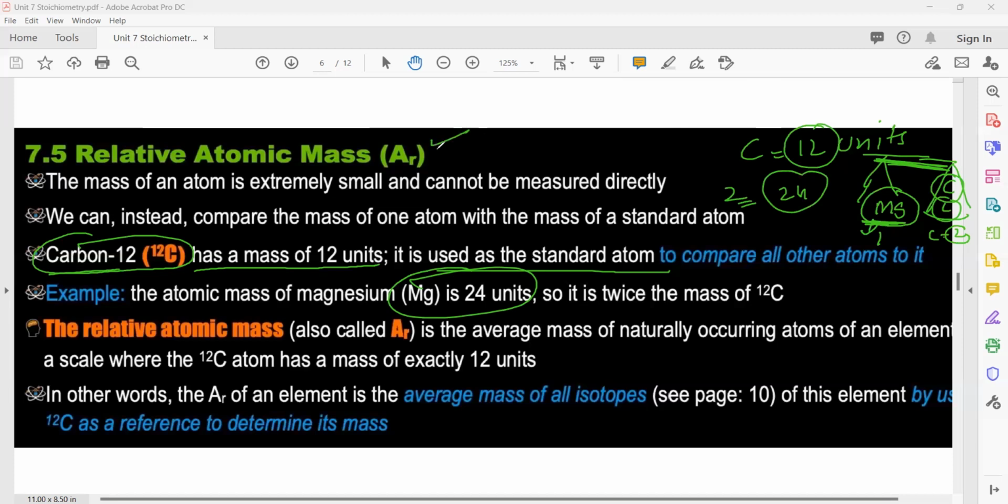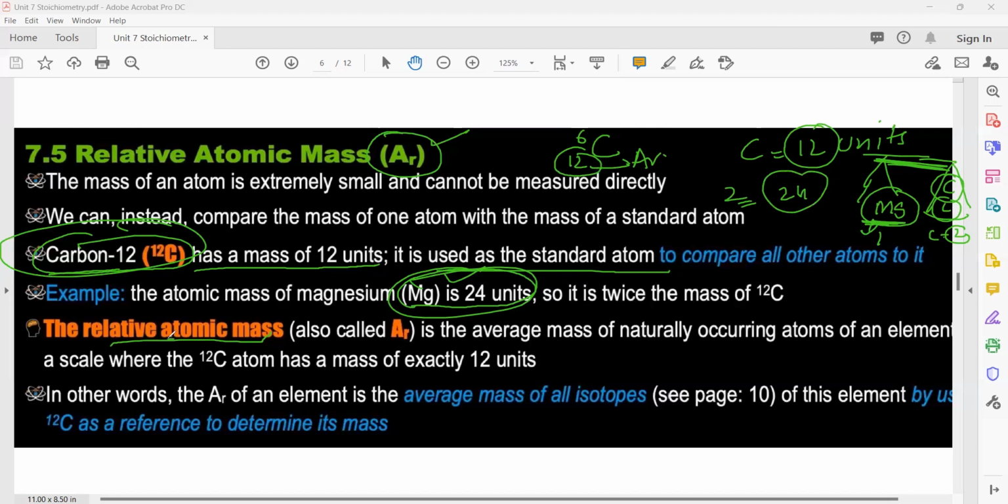So relative atomic mass: when they compare the mass of the element with carbon, then their mass is known as relative atomic mass. And the symbol of relative atomic mass is Ar. In the periodic table, for example, you will find carbon, here you will find 6, here you find 12. So this higher number is always Ar, the relative atomic mass. So this is the definition.